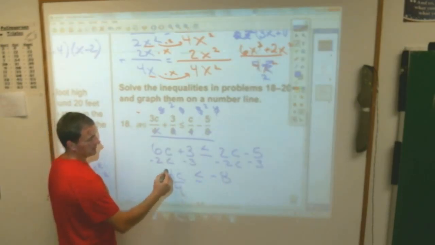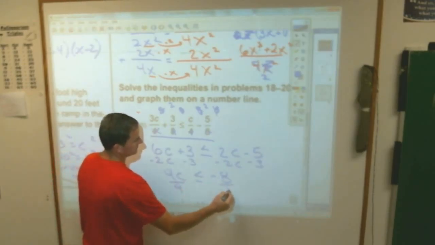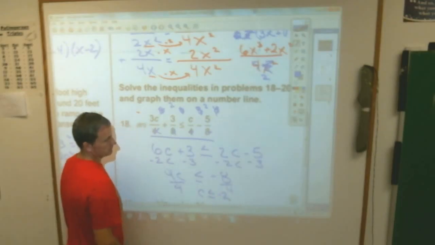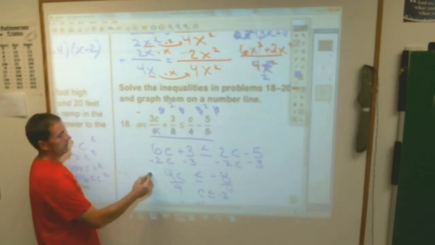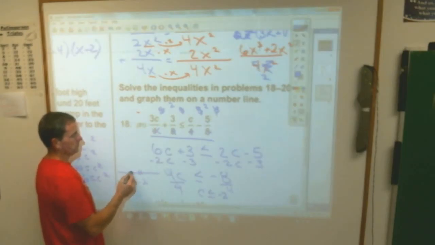Divide by 4. Do I change the sign when I divide by 4? No, so it's not a negative. And c then is less than or equal to -2. And when you graph it, -2, closed circle, going this way.